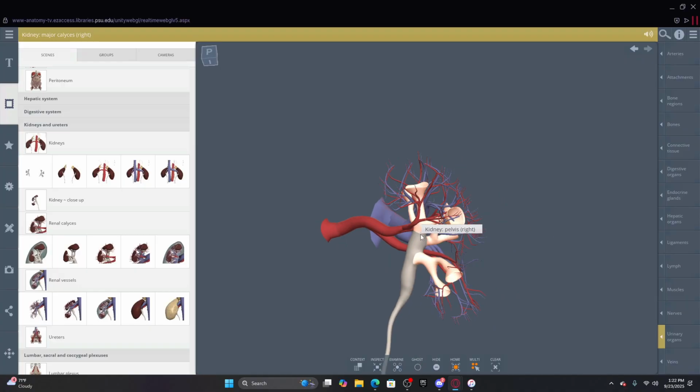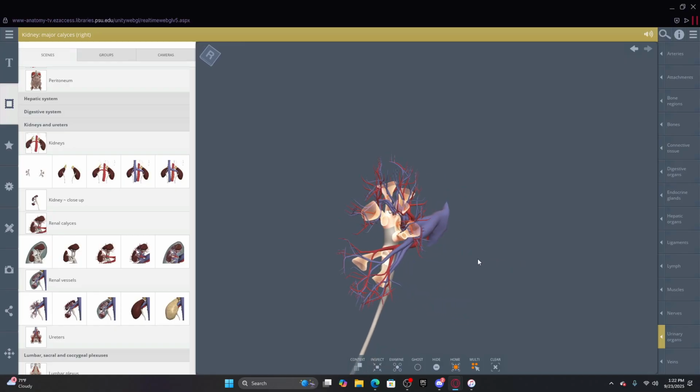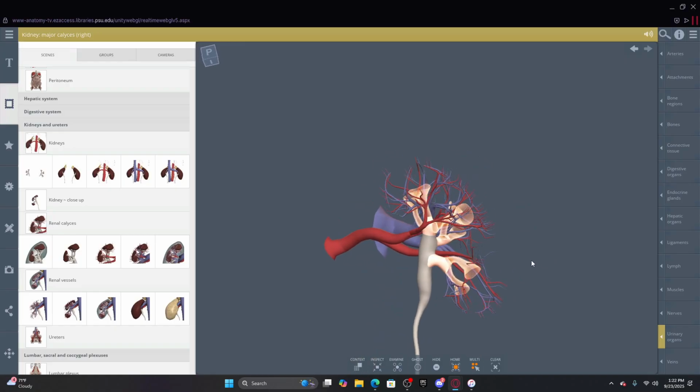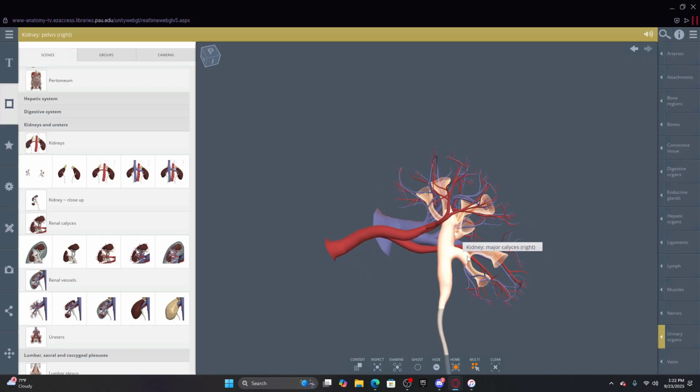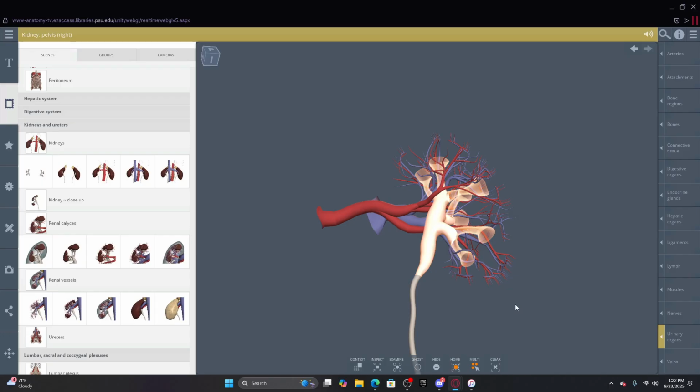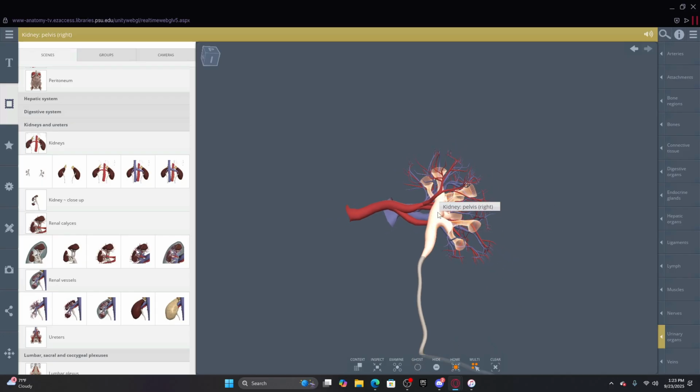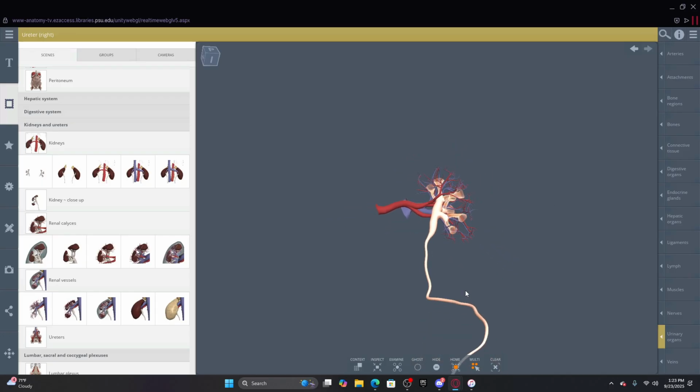So if I remove the major, all of the minor ones are draining into the major. These are the major calyces and minor calyces, and those are draining into the renal pelvis. At this point you have urine, which is going to the ureter and all the way to the urinary bladder. I just wanted to break that down so we understand how the kidneys actually look. Now that we have that, that's basically everything.